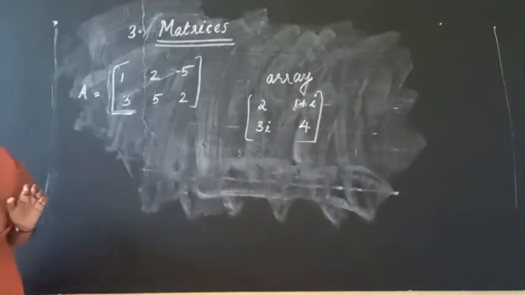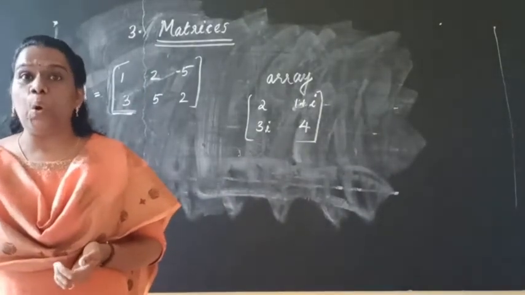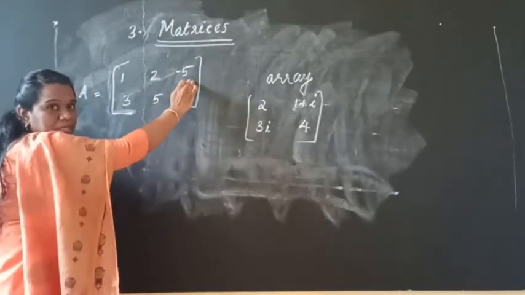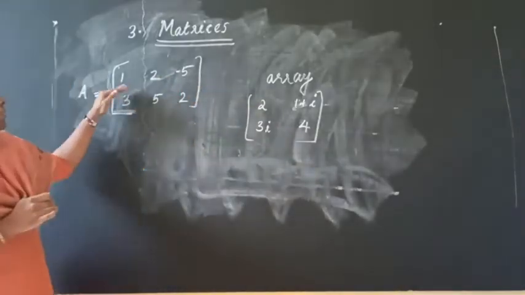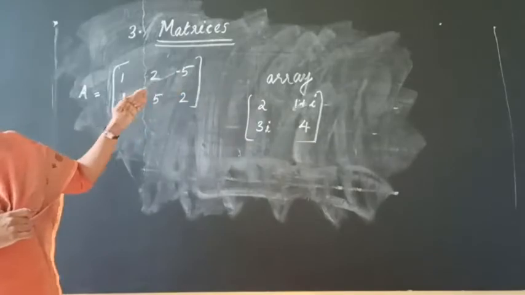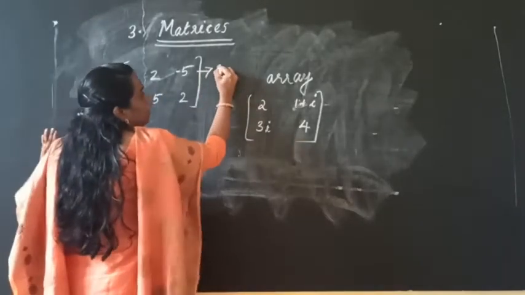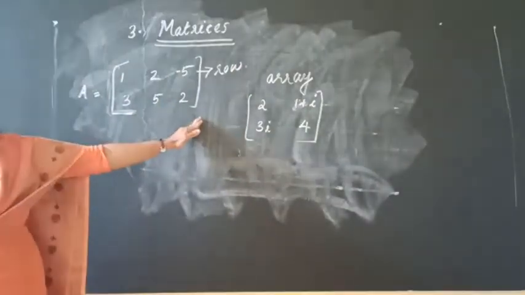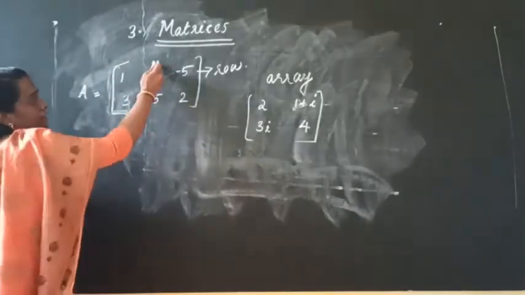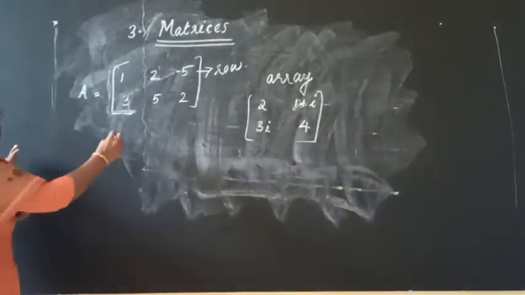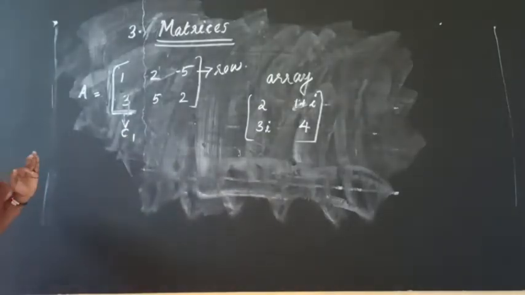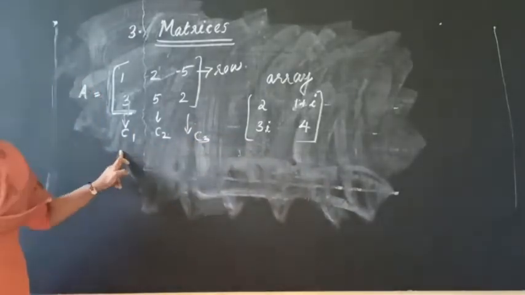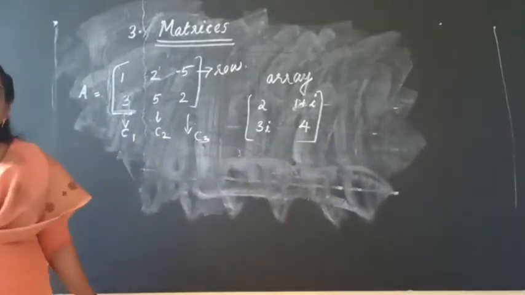Now, let us discuss rows and columns of a matrix. This is a horizontal arrangement. A horizontal line of numbers is known as a row, R-O-W. How many rows are here? 1, 2. Two rows are here. And this vertical arrangement is known as a column. This is column 1, C1, here it is column 2, and this is column 3. How many columns are here?